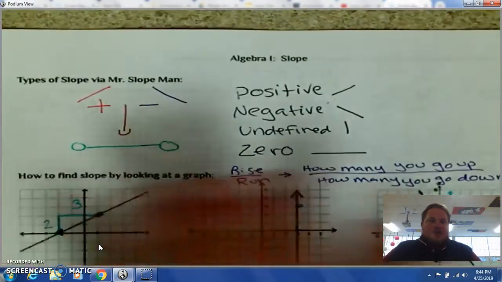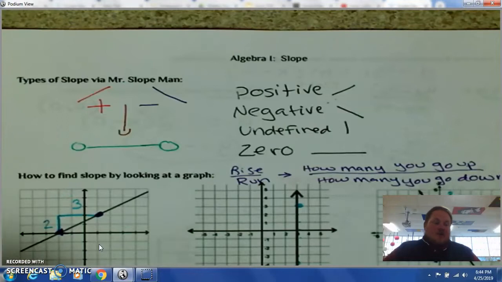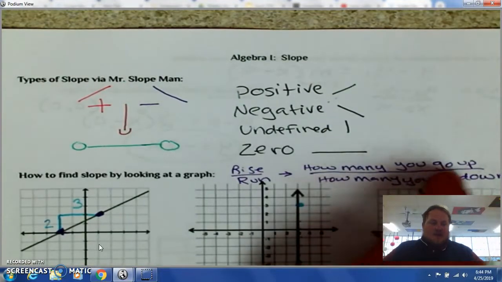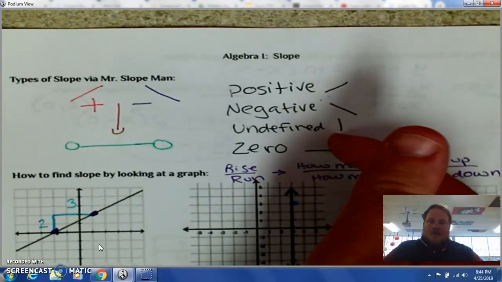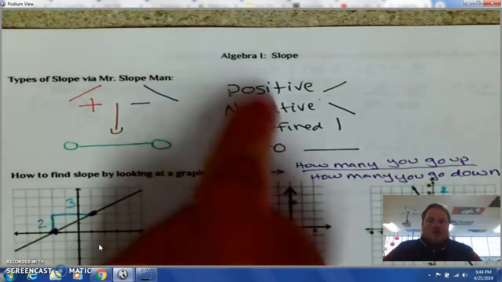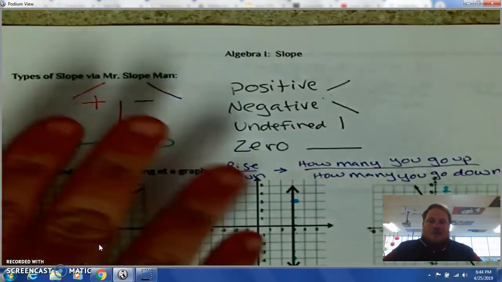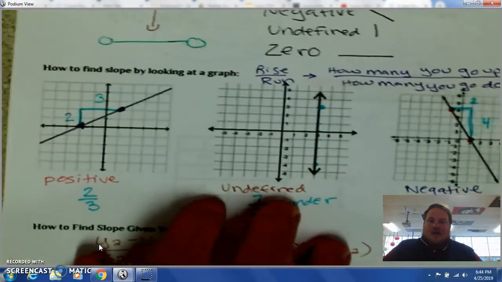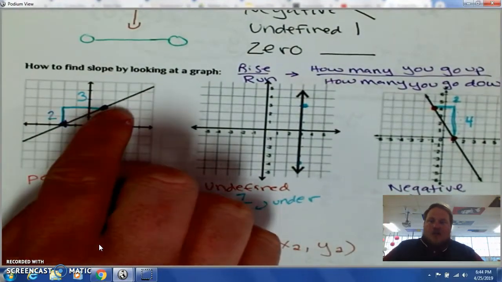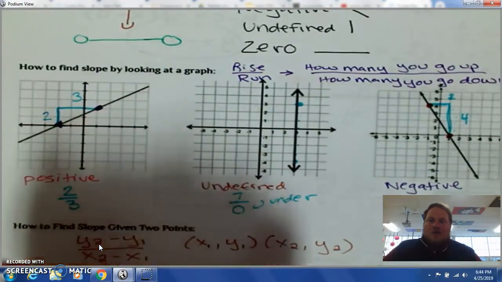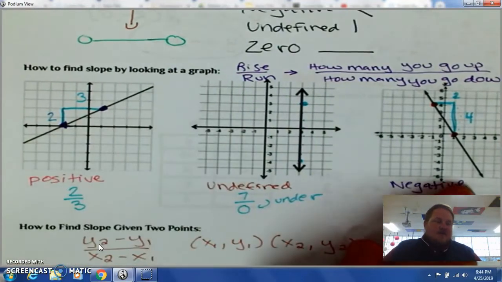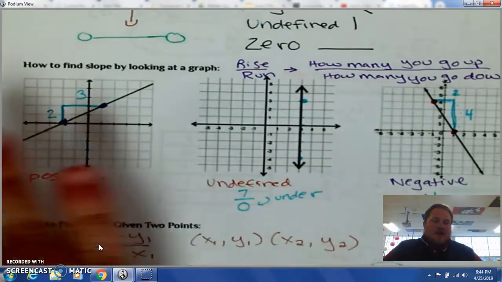We're going to be looking at slope again. On part 1 of the video, I talked about Mr. Slope Man and how you have positive, negative, undefined, and zero slopes. If you draw that down, it'll help you out a lot. We talked about how to find slope. It's rise over run, how many you go up and how many you go over. Keep in mind whether the line's positive, negative, undefined, or perhaps flat like a zero.